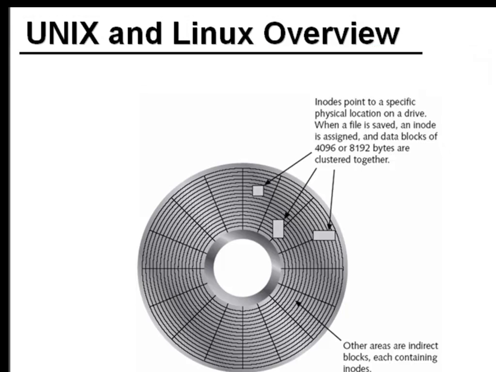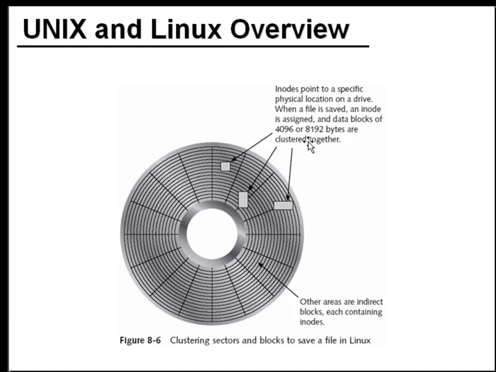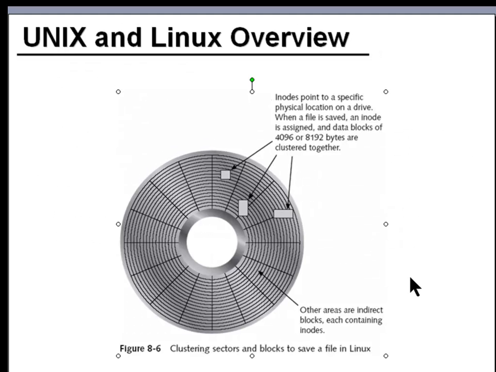Okay, the inodes, again, point to a specific physical location on a drive. When a file is saved, an inode is assigned, and data blocks of 4096 or 8192 bytes are clustered together, depending on the file system. Typically for larger hard drives it's going to be 4096. However, as you see for this small image, which is only 4 megabytes, you don't need such large blocks, so it only created block sizes of 1024, which once again are 2 sectors. I'll leave this for a second because it needs to be explained first.